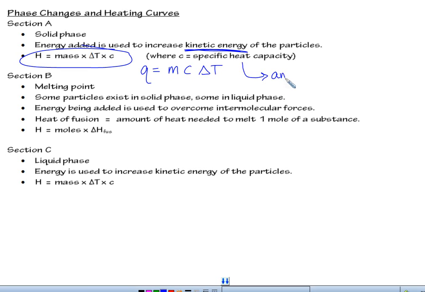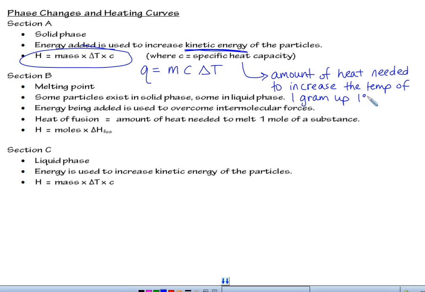It's the amount of heat needed to increase the temperature of 1 gram of whatever substance you have up 1 degree Celsius. Cool. It's a constant. It would be given to you.